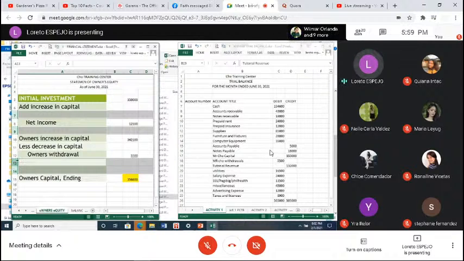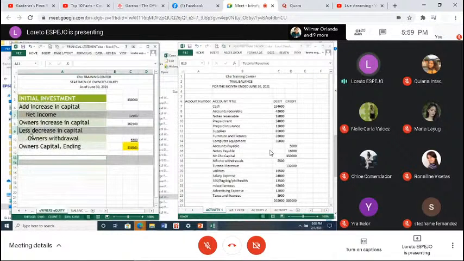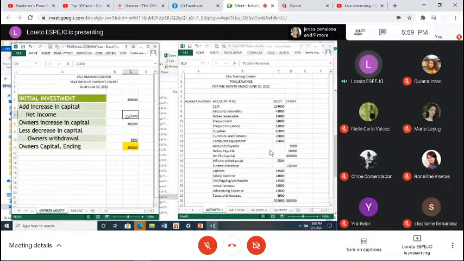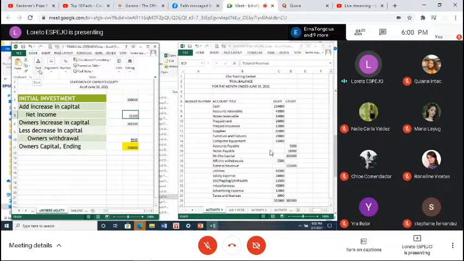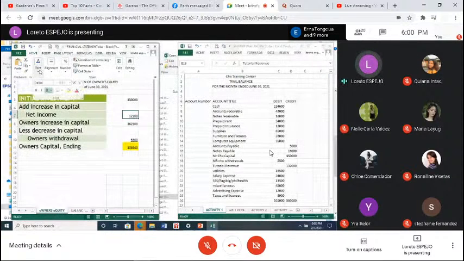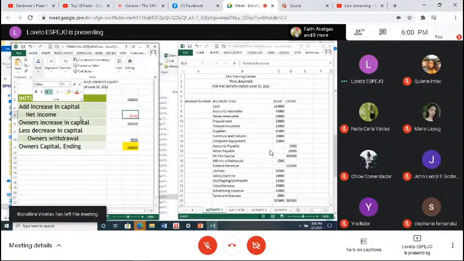Ito yung sinasabi ko sa inyo kanina na generic yung binigay ko. So there are cases wherein you don't need to write those things kasi hindi naman siya necessary pang ilagay dahil wala naman siyang mga ganung account. Okay? So hindi mo na siya kailangang ilagyan.